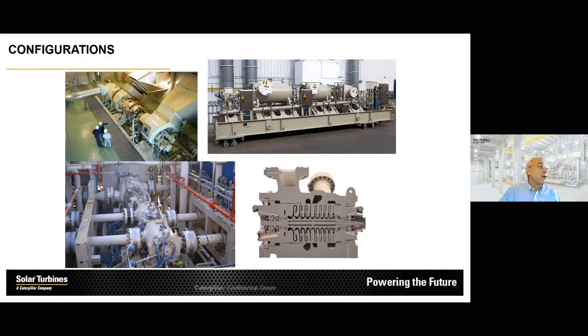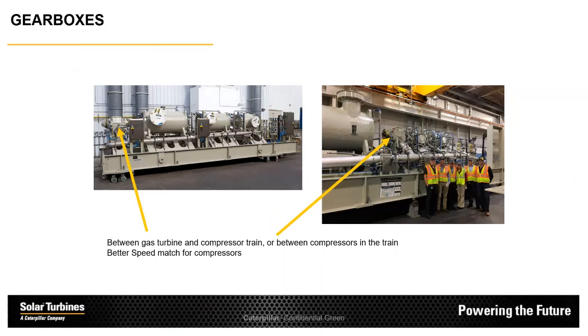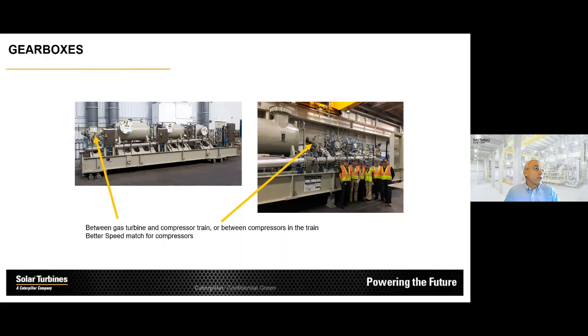Or, as I had mentioned, you can also combine 2 sections of compression into a single casing, like in the lower right pictures. And again, it depends a lot on the application, what's the preferred solution. I had mentioned that we often see gearboxes in compressor trains. Again, here it's between the driver and the first compressor. Here it's between the first compressor and the second compressor. And that allows you, for example, to better adapt your compressors to the driver speed, or to better adapt the high pressure compressors in your compressor train to run them at a higher speed than your lower pressure compressor. So there's a lot of flexibility to be gained by using gearboxes.